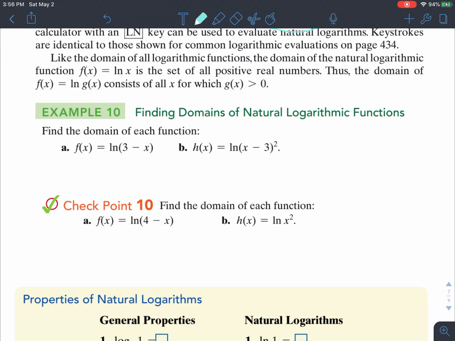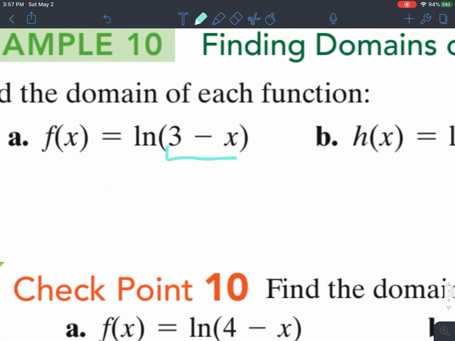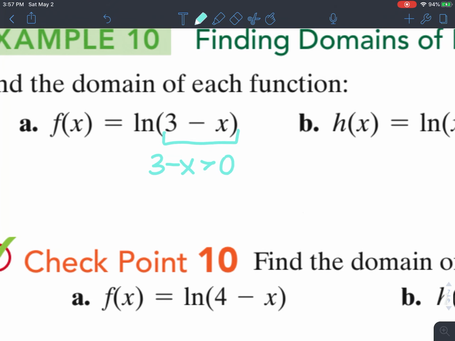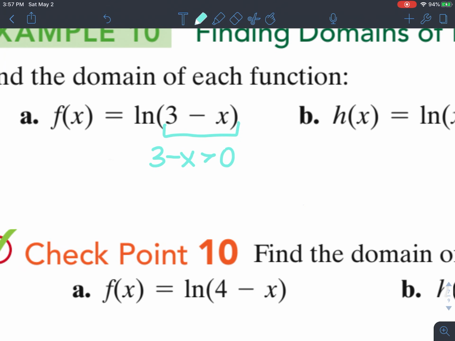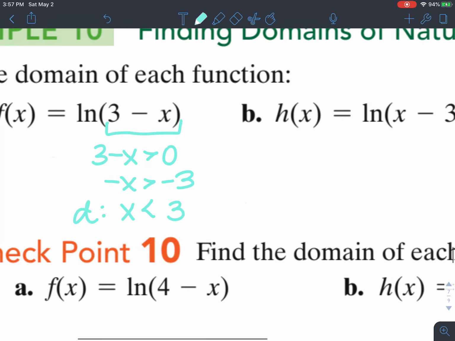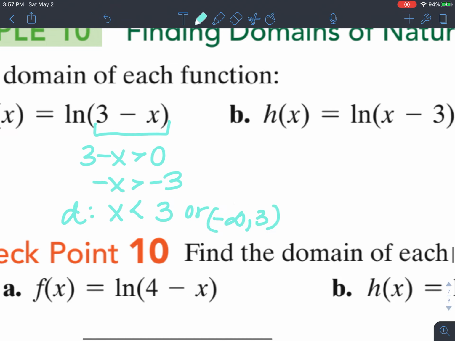But the domain of an ln function, it doesn't matter, because the domain of any log function is the same. We would take what's in here, and we would say it has to be greater than 0, and we would solve. That's it. So in this case, I would subtract 3 from both sides, and then I would have to divide by -1, but remember, when I divide by a negative, this sign flips. So there's your domain, which could also be written as negative infinity to 3.